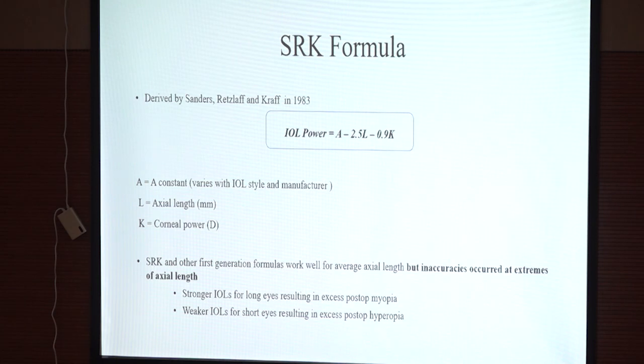The first IOL formula that was described was the SRK formula, as has been discussed previously also, by Sanders, Retzlaff and Croft. They provided an equation for calculating the IOL power, which states P = A - 2.5 L - 0.9 K, wherein A is your IOL constant that will depend upon the IOL and the manufacturing company of the IOL, L is the axial length in millimeters, and K is the corneal power or the keratometry in diopters.